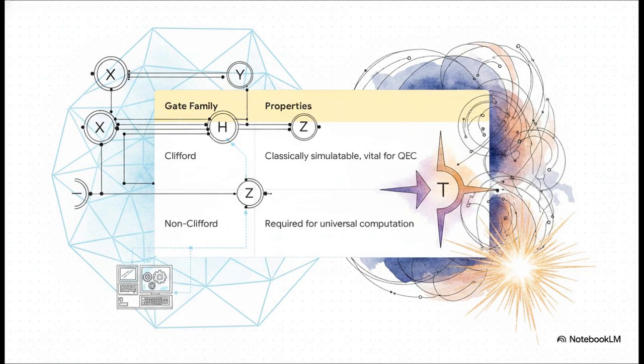First, you have your Clifford gates. According to the Gottesman-Knill theorem, circuits made entirely of Clifford gates like X, Y, Z, Hadamard, and CNOT can actually be simulated efficiently on a classical computer in polynomial time. They are structurally vital for quantum error correction, but on their own, they will never give you a quantum advantage. For universal computation, we literally must inject non-Clifford gates, like the T-gate.